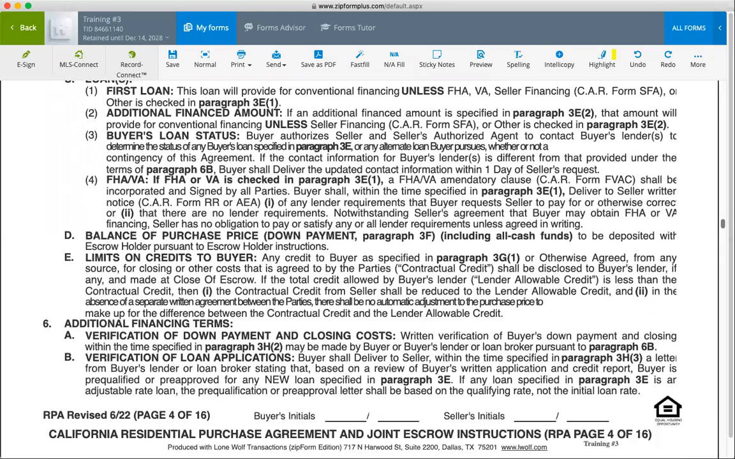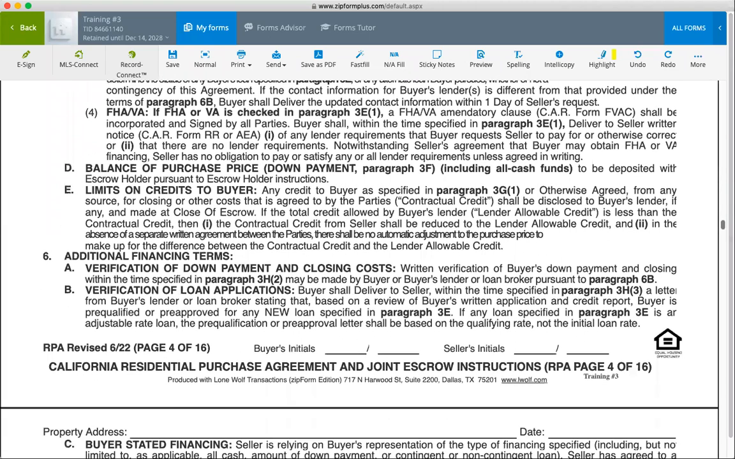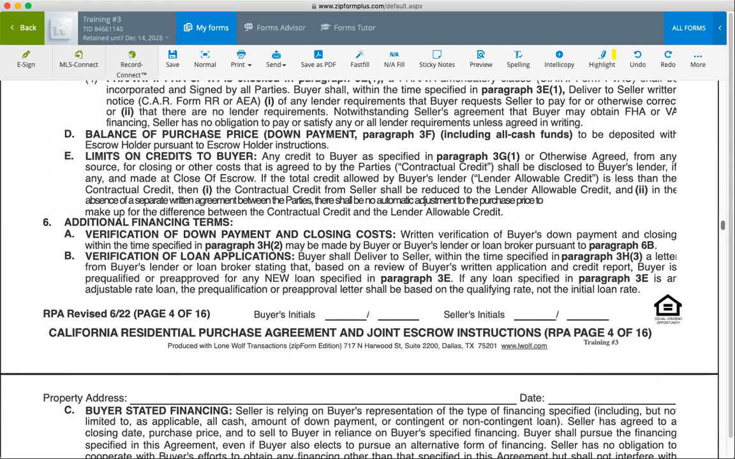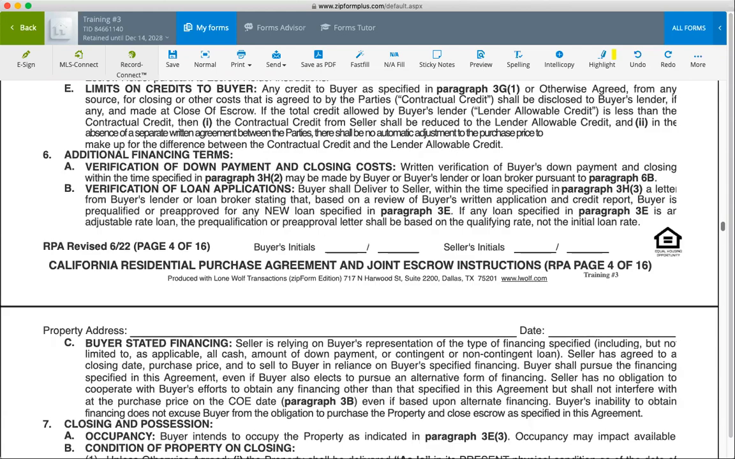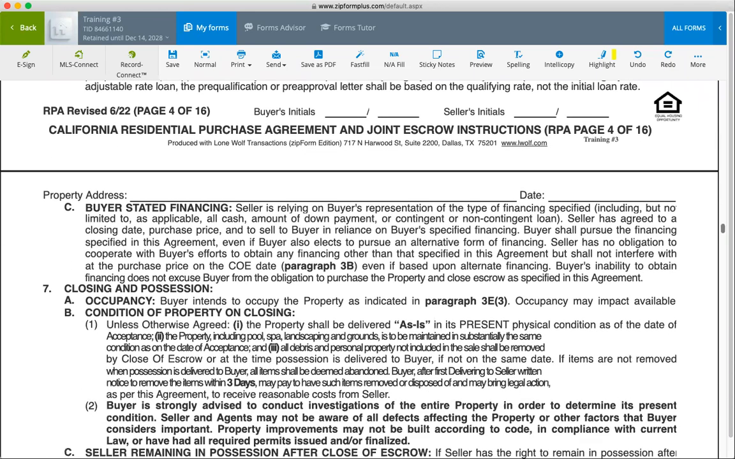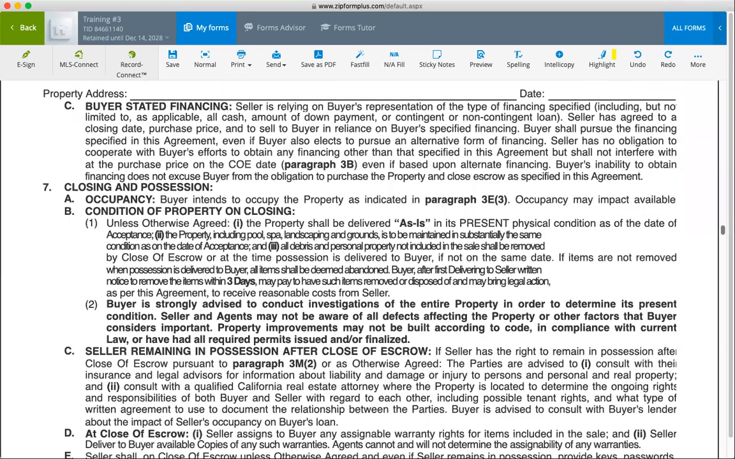So again, it's important you read through all these paragraphs, and to the extent they have any questions, take out a yellow pad, write down your questions, and then let's go over them. Call me, call Randy, call somebody, Heather, someone you can rely on. And then there's a verification of down payment and closing costs, as referenced there, buyer stated financing, just talks about the type of loan the buyer is getting and what they're representing.